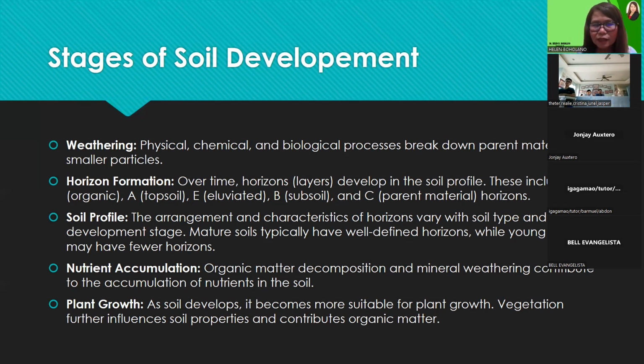In science, we know weathering: physical or chemical change, and even biological processes, break down parent material into smaller particles. Now this is one of the stages of soil development.